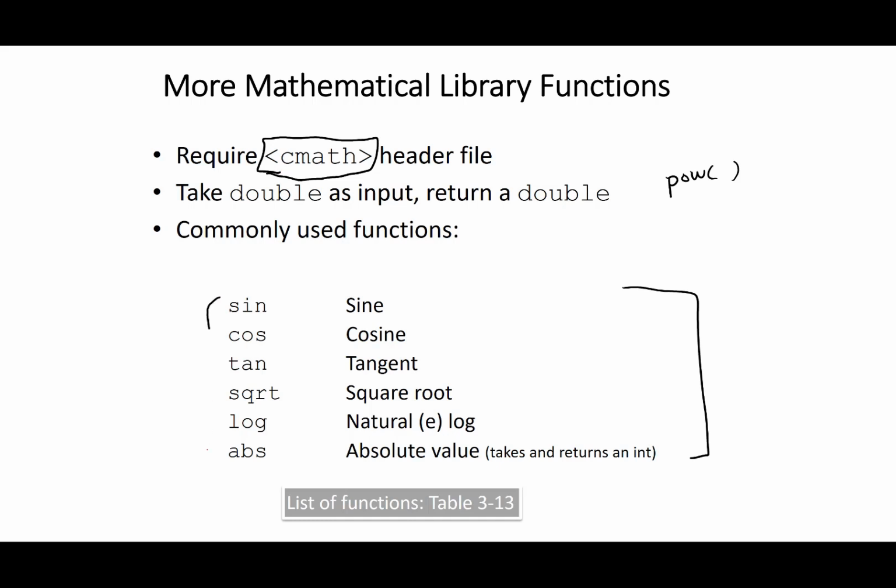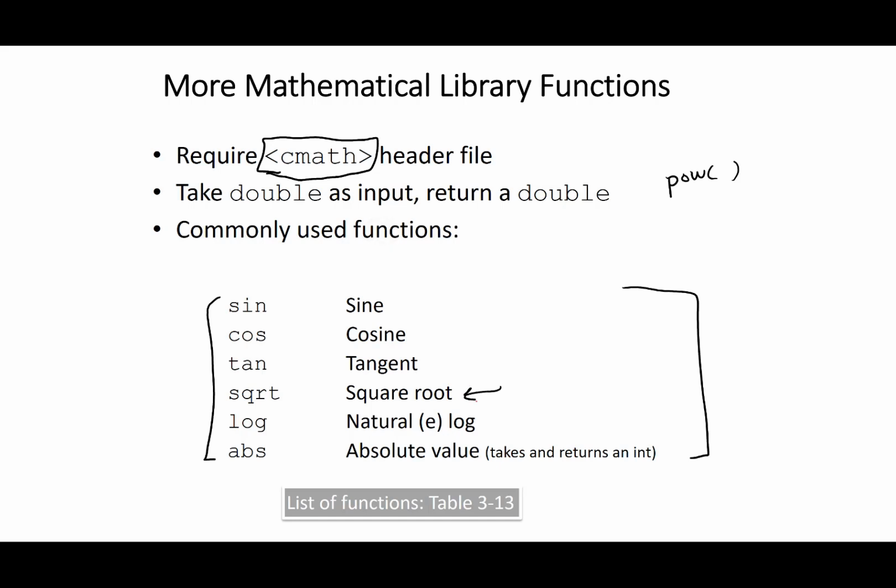There's a whole bunch of them. These are just some: sine, cosine, tangent, square root, log, absolute value. Anytime that you're doing math in C++ and you're thinking that there should be a mathematical function, there usually is. So just look it up. If you want to find the sine, you don't want to program all the math to calculate the sine. You just want to use the sine function.